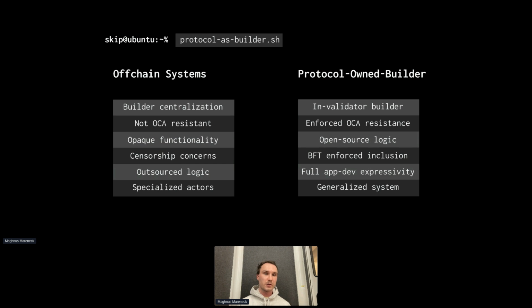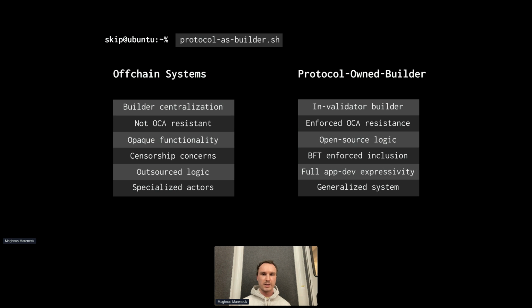There are some censorship concerns on off-chain systems, right? We've seen this extensively with PBS, where a dominant builder can also choose to censor, which can be a difficult decision for a decentralized network. Whereas in protocol-owned builders, there's BFT enforced inclusion. So with vote extensions, you can actually make sure that enough information is passed through. And this applies not only to OFAC, but also to including bids, which I think we'll talk about a little bit later.